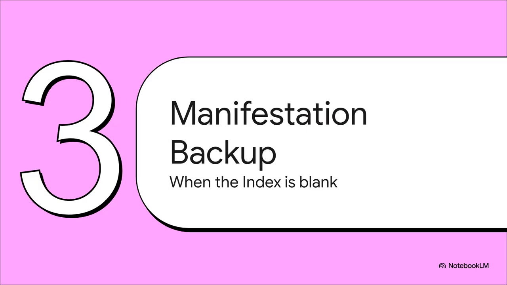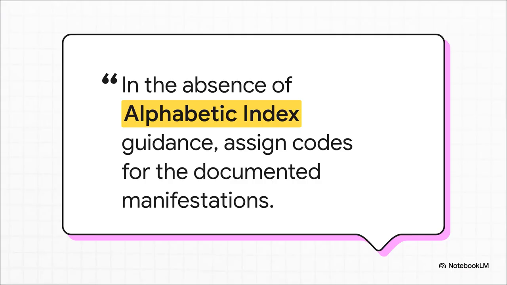Now for Section 3, Step 2, the manifestation backup method, which is your go-to when the index turns up blank. So let's see how this builds when you hit a tricky scenario. What happens when a provider documents a really rare or obscure syndrome and your alphabetic index is totally blank, like there's just no dedicated code for it? Believe me, this happens way more often than you'd think, especially with newly named or highly specific genetic syndromes. Well, don't panic, and definitely don't guess.